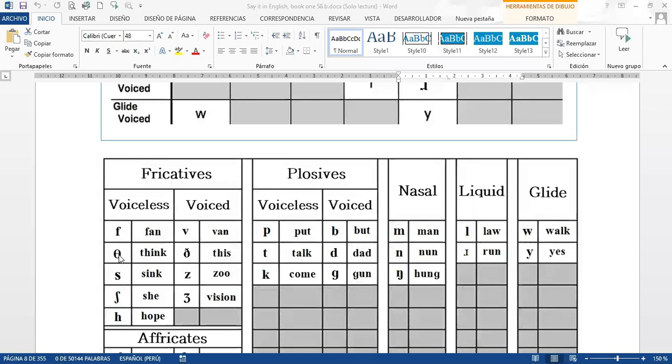Here, the next sound is this sound. It is produced with the tongue between the teeth. The tongue has to be between the teeth, and we pronounce it this way. So this word is pronounced think. This is the same position, the tongue between the teeth, but here we have to vibrate the vocal cords. So this is this, and this is think.